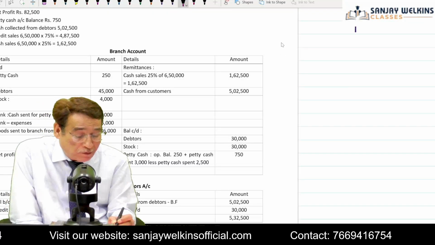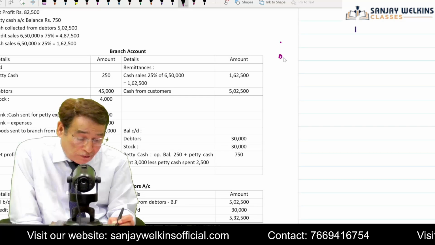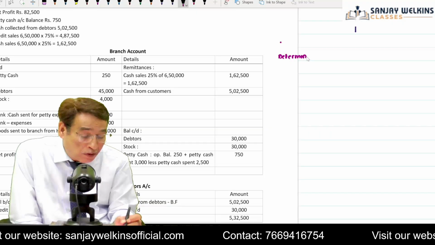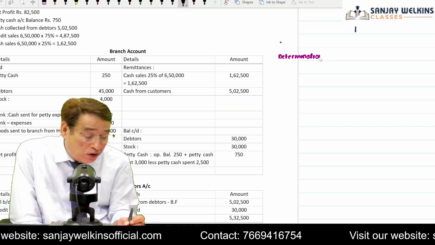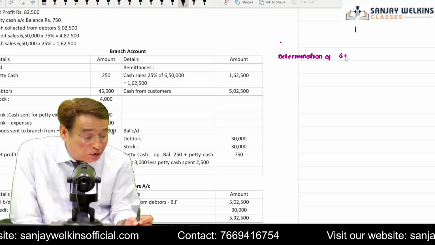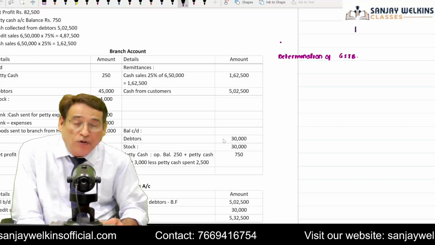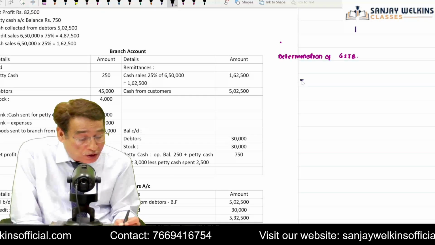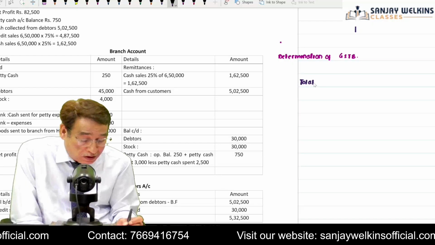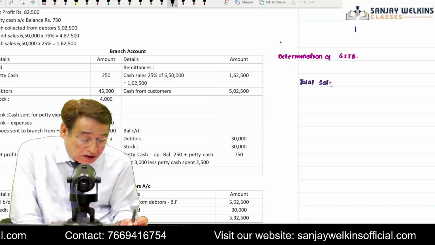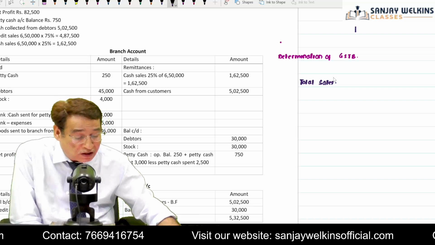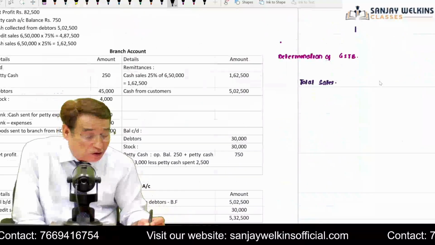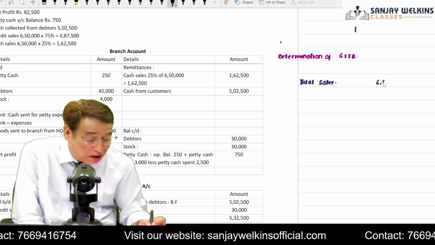See here, first of all, I will write here determination of goods sent to branch account. How to determine that? In order to determine the same, first of all, here I am going to write total sales. We have already seen as far as total sales are concerned in this particular question. We saw that total sales is equal to 6,50,000. So I am going to write here 6,50,000.